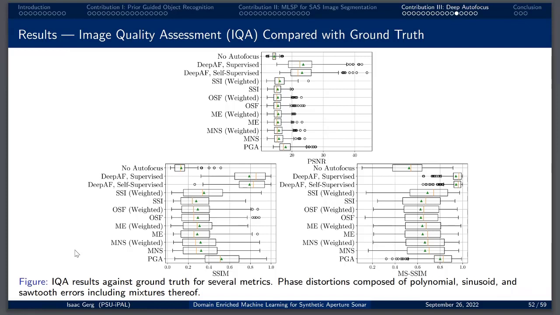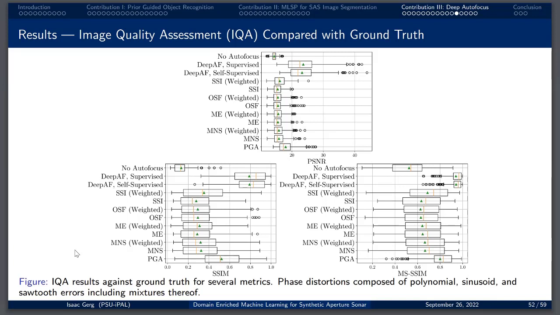We evaluated peak signal to noise ratio, which is a traditional image quality metric, and structural similarity and multi-scale structural similarity metrics, which are psychovisual metrics. What we can see is that everything to the right means better. So for the self-supervised and supervised deep autofocus methods, we do considerably better than these methods trained for 10 iterations. Again, we're only doing 1 iteration. We've let these guys train for 10.